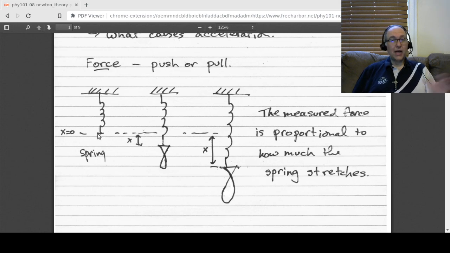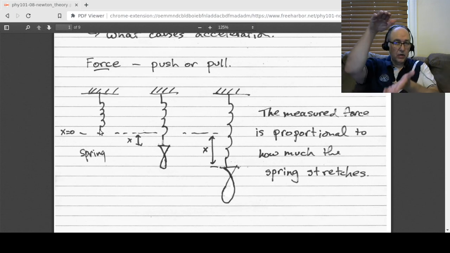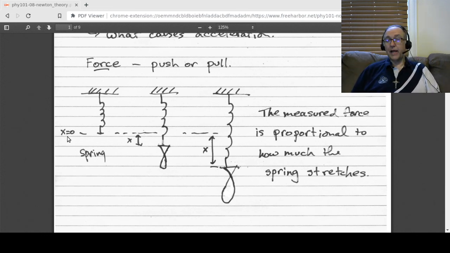Okay, and I haven't put anything on the spring, so the spring is just sitting there. And it might be bobbing a little bit, but we'll wait till it stops bobbing and stops moving. And there's the spring sitting, and we'll call that x equals 0. This is the equilibrium position of the spring.